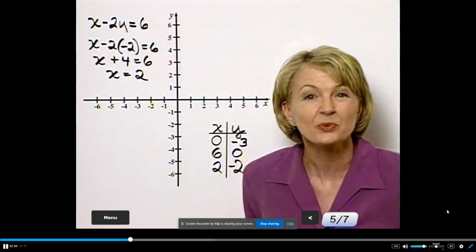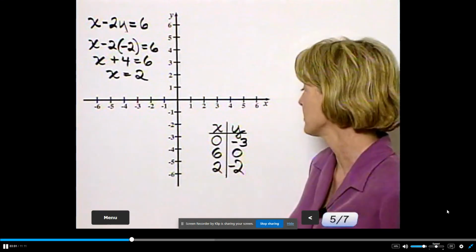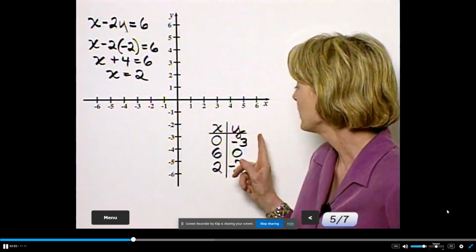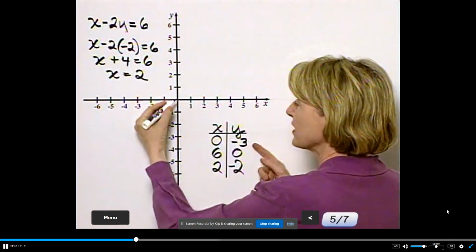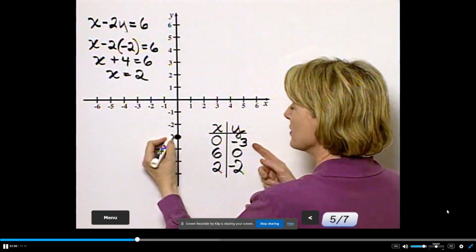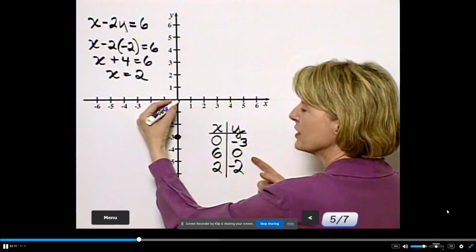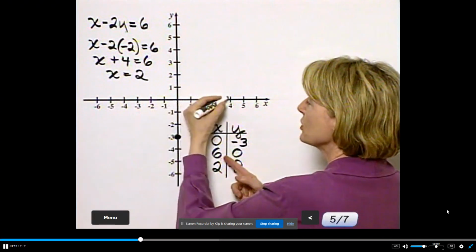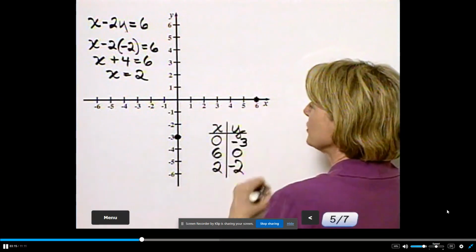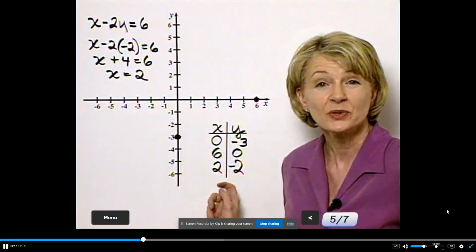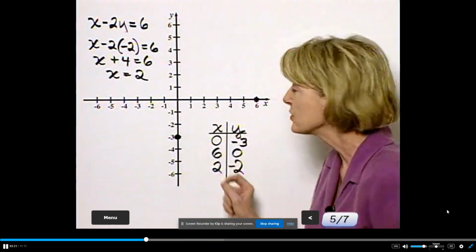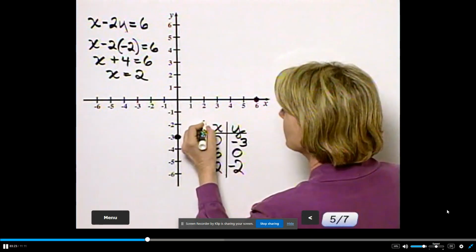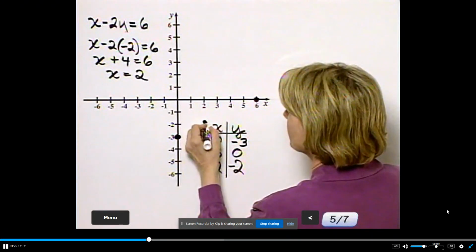Let's now plot these 3 ordered pair solutions. I have 0, negative 3. Start at the origin, go 0 left or right, 3 down. 6, 0: start at the origin, move 6 units to the right, and 0 up or down. Then 2, negative 2: start at the origin, move 2 units to the right, 2 units down. And there we have it.